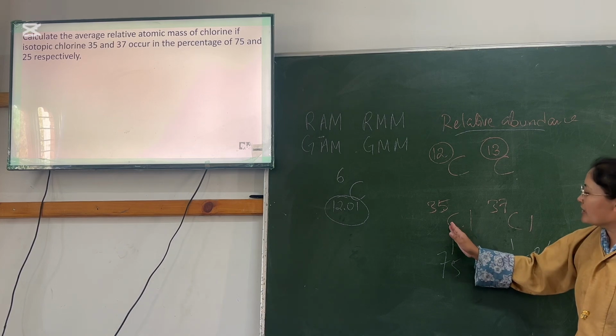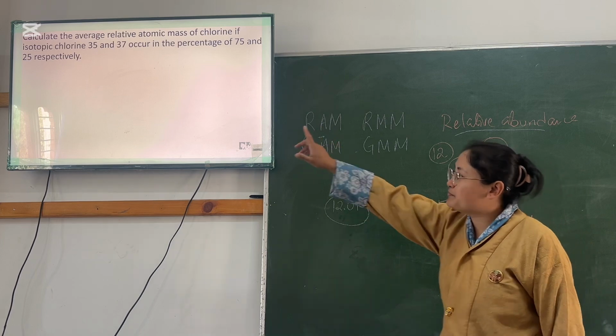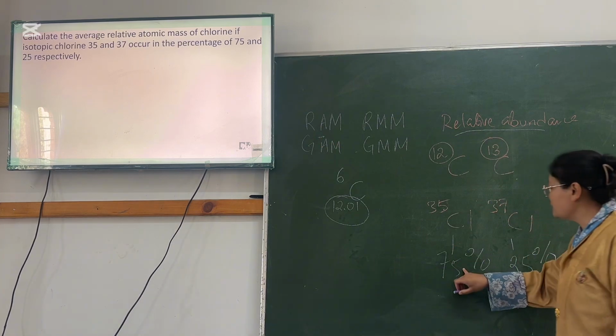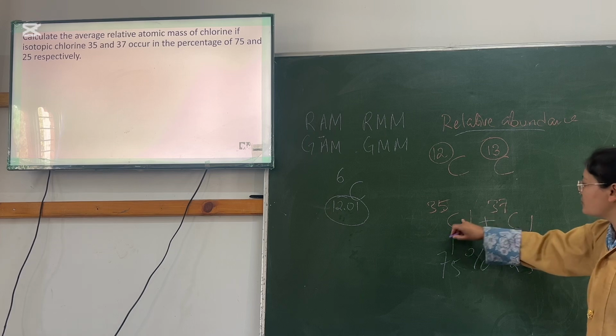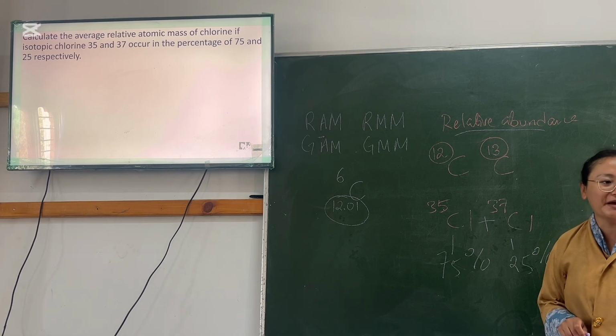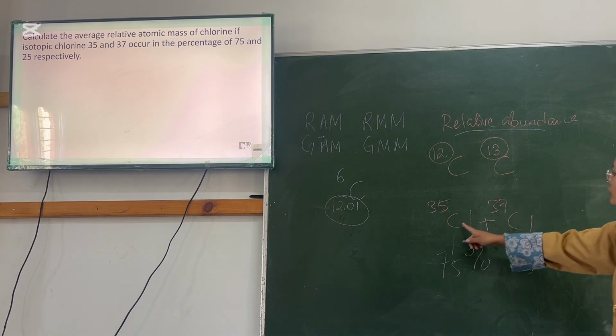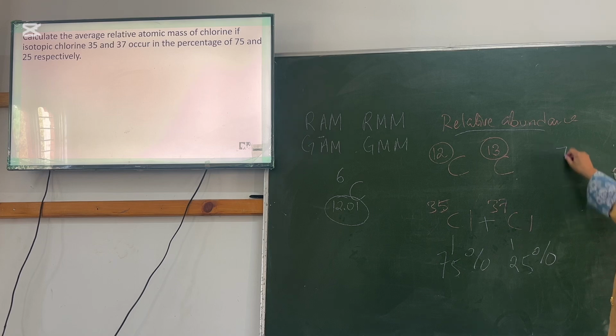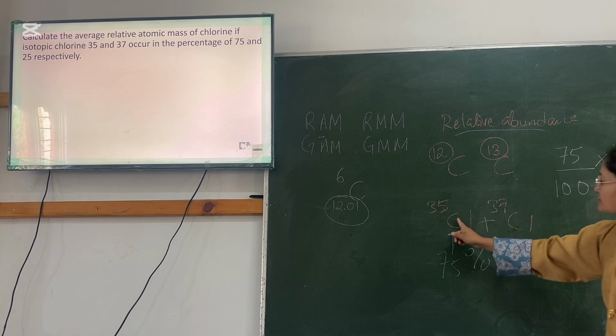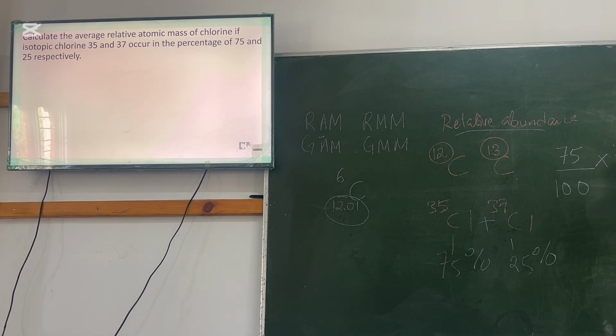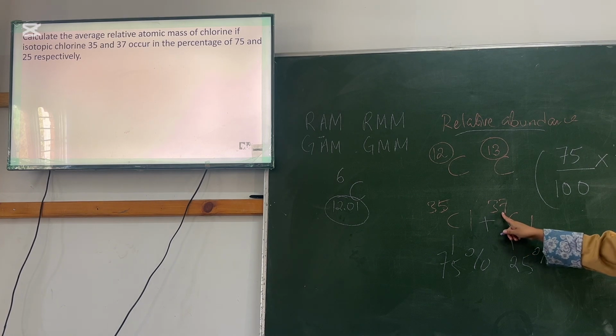Now, when we find the average mass, it's very easy. What you have to do for a weighted average is first add, then divide. So here, how are we going to find this? Chlorine 35 is 75%, which means 75 out of 100, times the mass 35. Then you add the next one, chlorine 37. What is the percentage? 25. So 25 out of 100 times the mass 37.